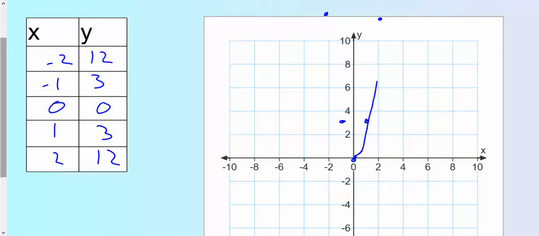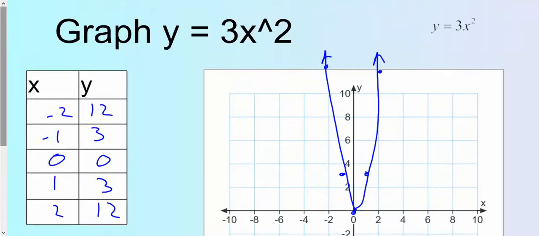And so if I plot my points, you'll see that this graph is much skinnier. This is our vertical stretch of 3. Okay, we talked about vertical stretch. This 3 creates it to be skinnier because you're multiplying it by 3 every time.